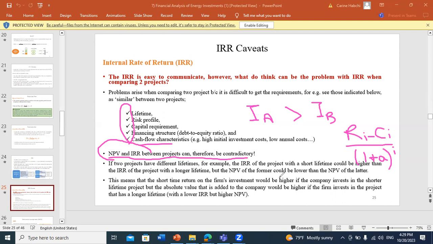That's why, if we have a lot of differences, it is better to base ourselves on the percentage of gain, which is NPV over investment. This means that the short-term return on the firm's investment would be higher if the company invests in the shorter lifetime project, but the absolute value that is added to the company would be higher if the firm invests in the project that has a longer lifetime. So in this case we have a contradiction between results.